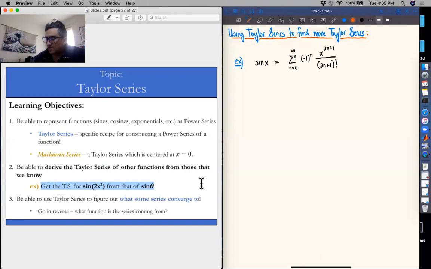So for us, what we can do is basically think of this as a composition of functions. Before we get carried away here, I want to say our overall goal is really to figure out what is sine of 2x cubed? And the spoiler is we're going to use the series we already know for sine to help us get the series for sine of 2x cubed. So let's go ahead and do that.